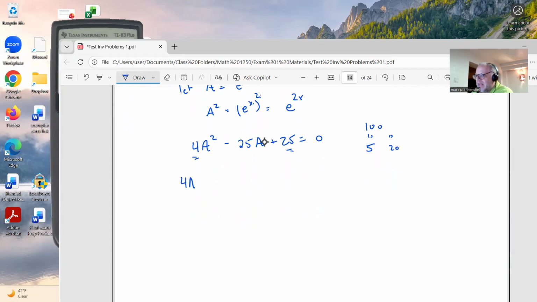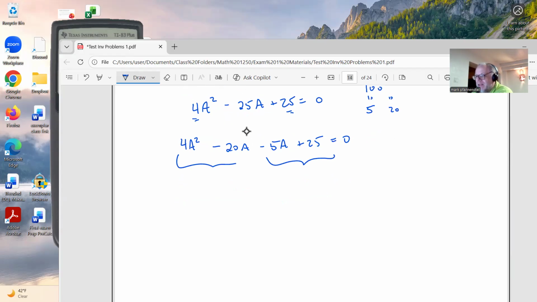So we have 4a squared minus 20a minus 5a plus 25 equals 0. All I did was take this 25 and break it into 20 plus 5, that's how I got minus 25. Now we are ready to factor by grouping. Let's go ahead and do that. So I'm going to pull a 4a out of the first two terms. The only thing that's left is a minus 5. Notice if I put this back in, I get exactly the same thing on the line above. That's kind of what I want.